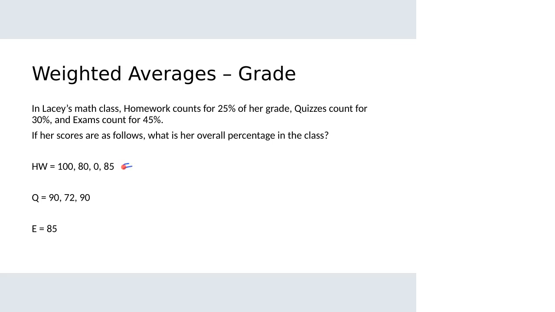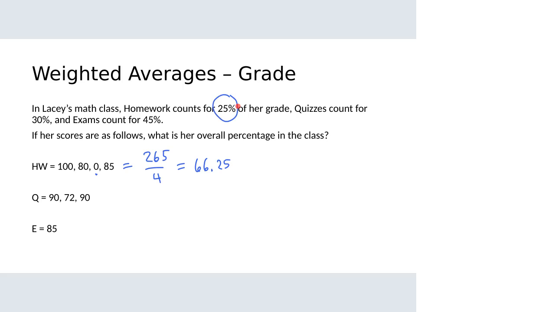So here in homeworks, we need to add those up. Let's see. 100 plus 80 plus 0 plus 85. So that's 265 total points divided by, and here's something you've got to be careful with. The 0 counts. So we don't want to say there were just 3 homework assignments. That was one of the assignments. Lacey didn't turn it in, so she got a 0 on that one. So there are 4 homework assignments, not just 3. So we'll divide 265 by 4 and get 66.25. So Lacey's homework grade is 66.25.